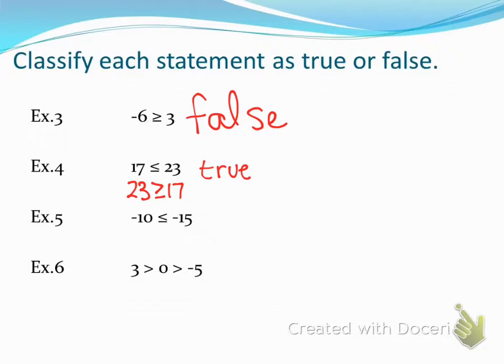Any volunteers for example 5? Deja? Good. Negative 10 is less than or equal to negative 15. True or false? False. Good. If you have to put it on a number line, do that. When they're both negative numbers, sometimes it's hard to tell. All right, the last one. We've got 2 inequality symbols all in one sentence. Any volunteers for that one? Any new volunteers for that one?